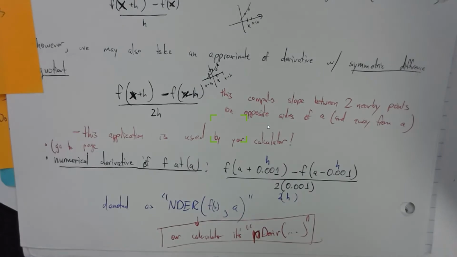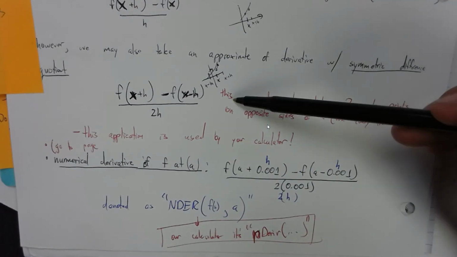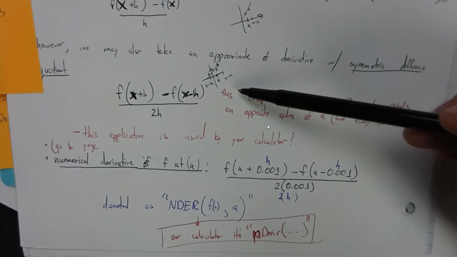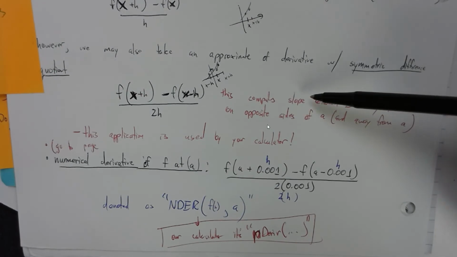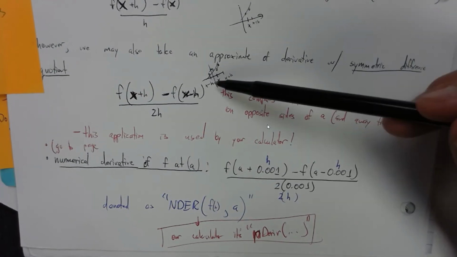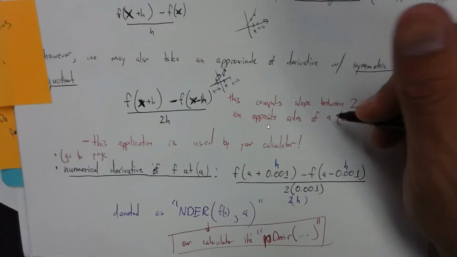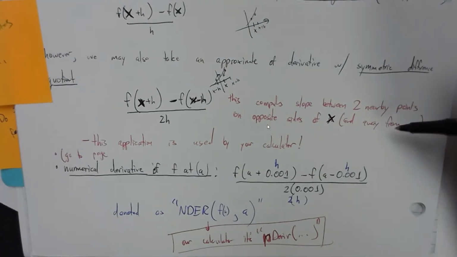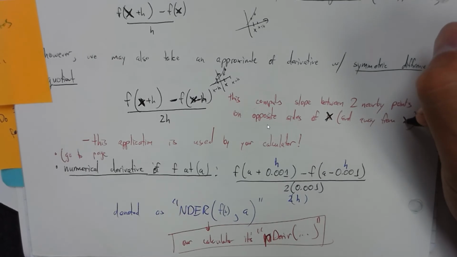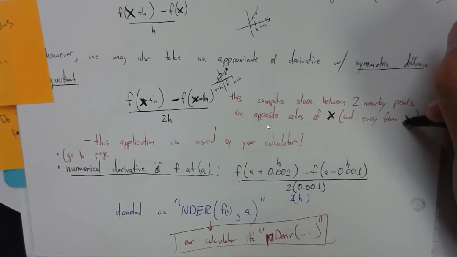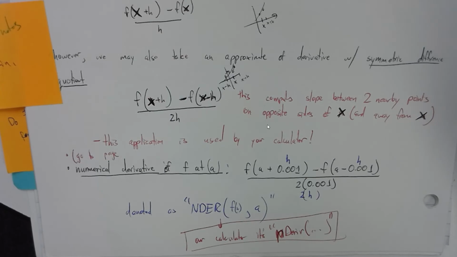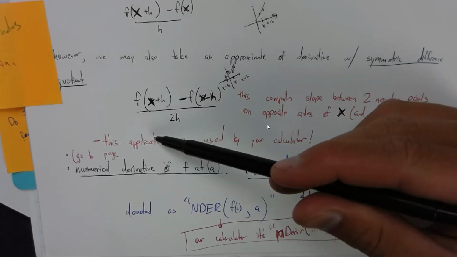So let's go ahead and write this down. This computes a slope between 2 nearby points, so x minus h and x plus h, on opposite sides of x. And I also put a bullet point, this application is used by a calculator.